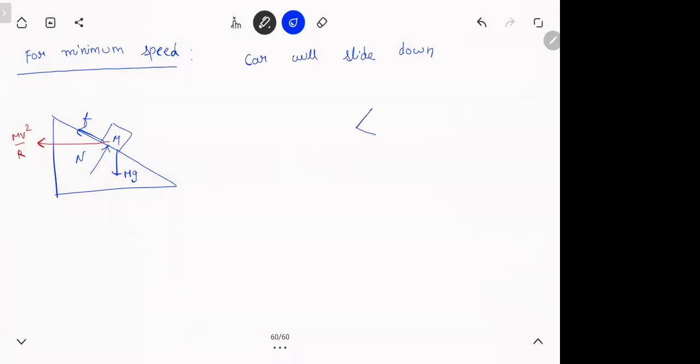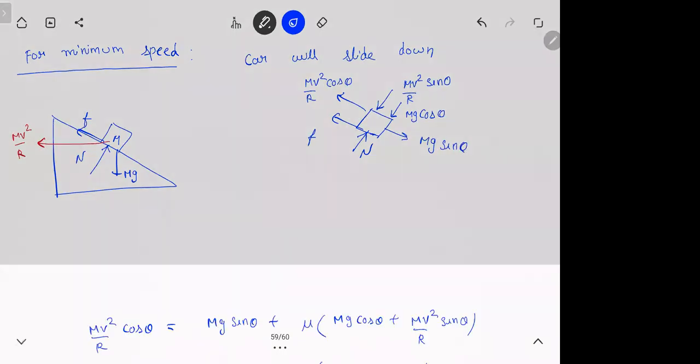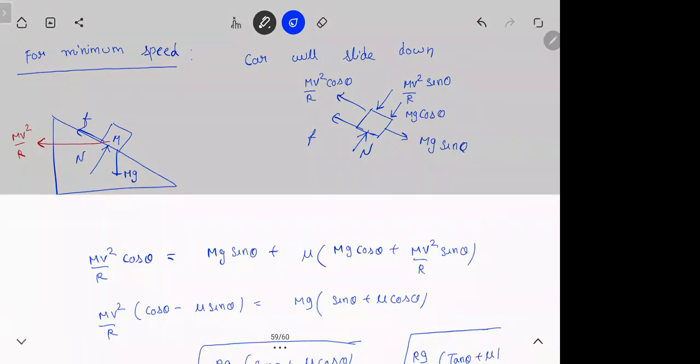So when I resolve this into forces, if you observe, the normal reaction won't change. The only thing is friction will be up. Normal reaction and everything else is the same. Only the direction of F changed.